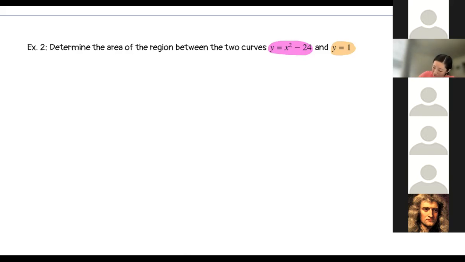All right, so let's do our algebra setup. We're gonna draw some pictures. We're gonna find some intersections and see what happens.